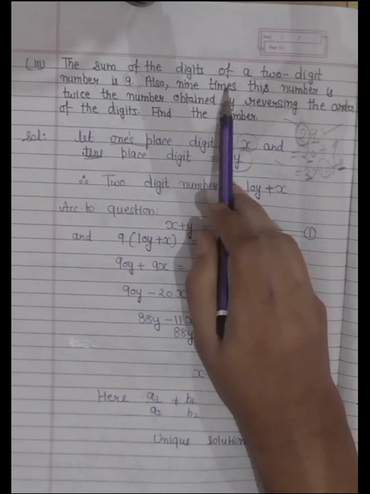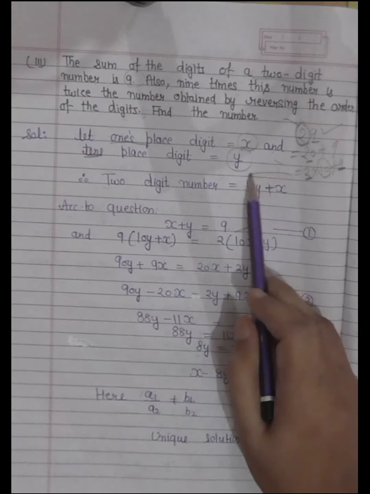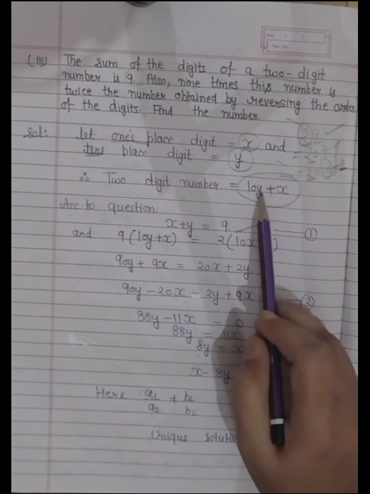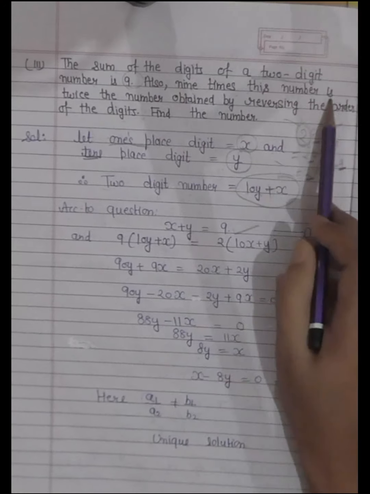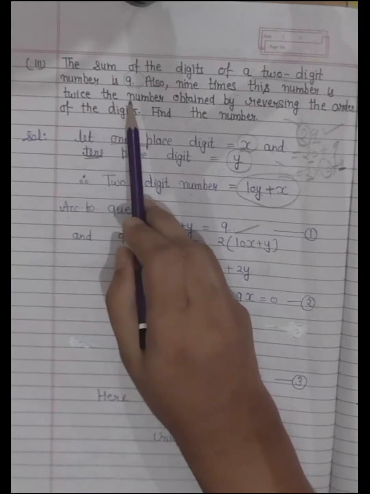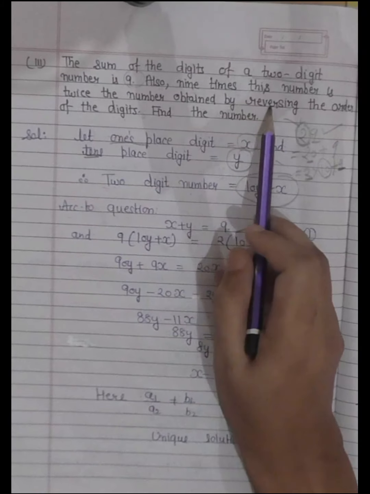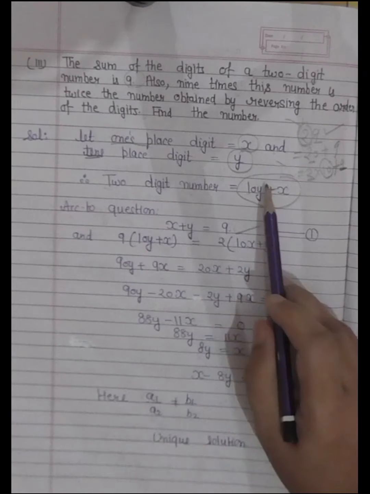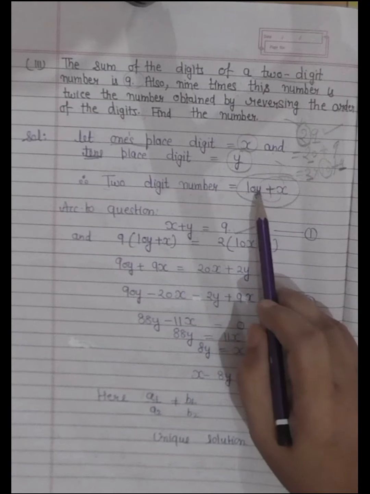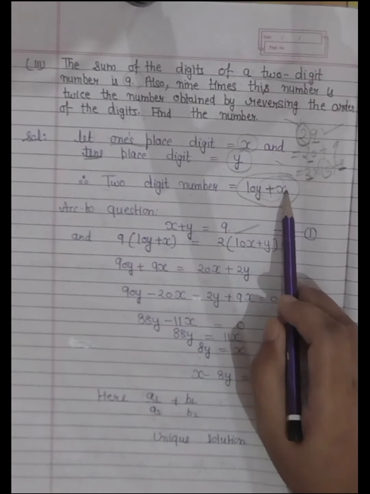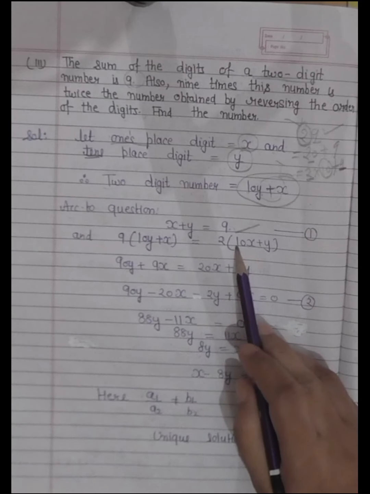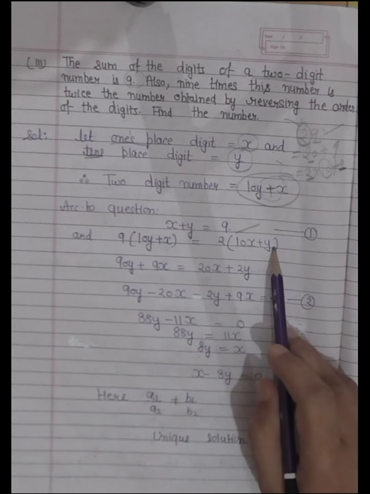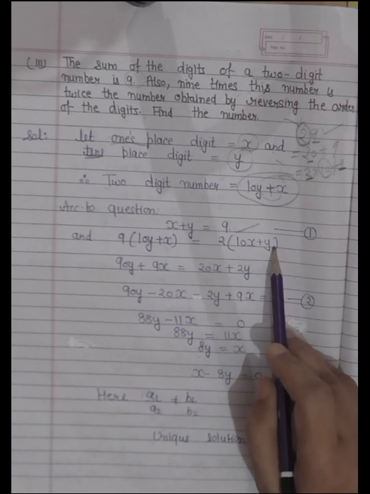Also, 9 times this number means, 9 times of this number is twice the number obtained by reversing the order of the digits. After reversing the order, x will be here and y will be here. Like this, it will become 10x plus y if we reverse the digits.